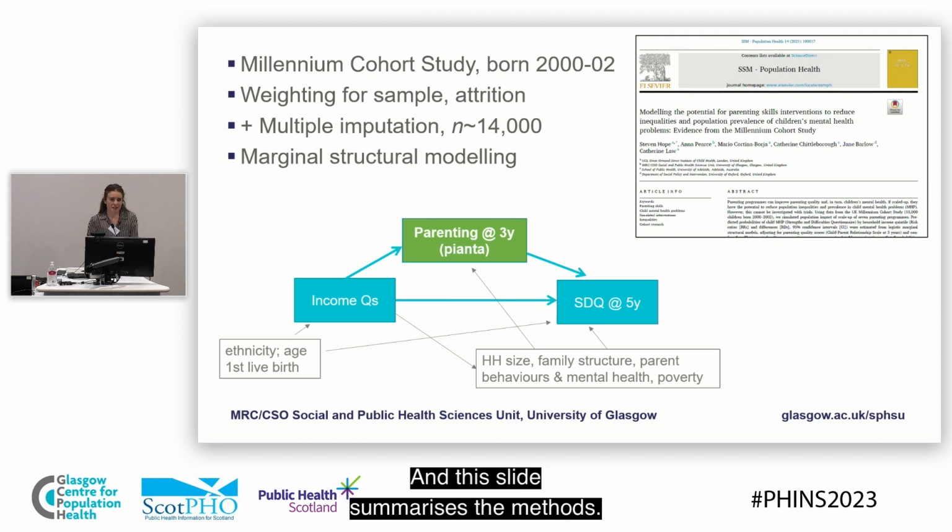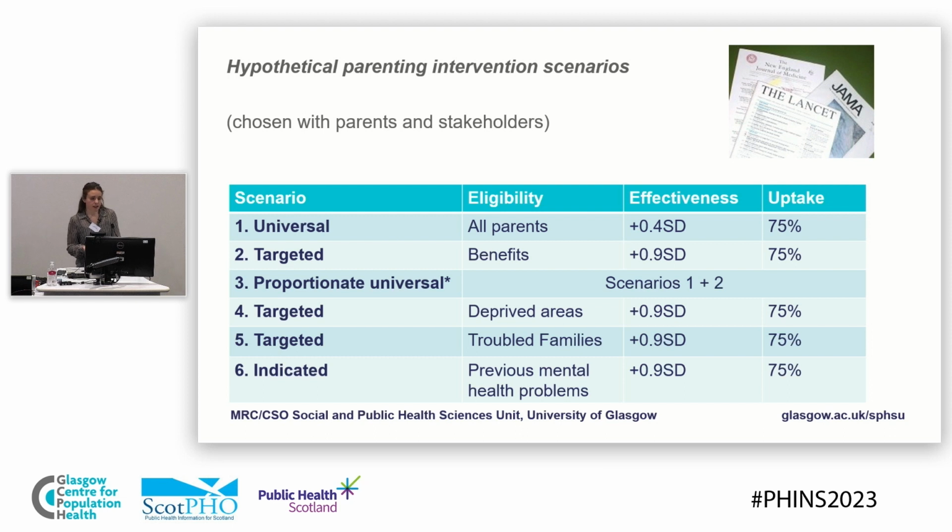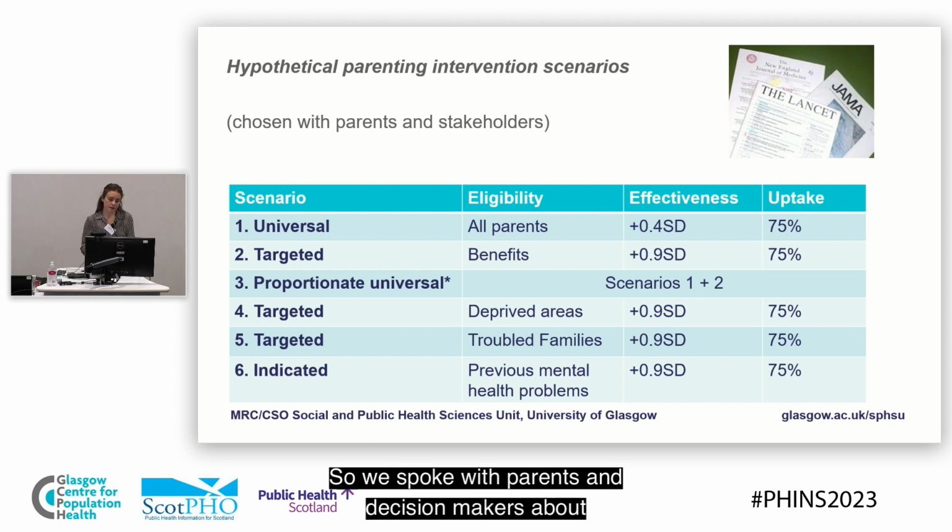This slide summarises the methods. You can look to the paper if you're interested to see more, but I want to focus on this slide, which I think is the more interesting. So we spoke with parents and decision makers about hypothetical interventions that we could model. So there are 6 different scenarios here, and they vary according to eligibility and effectiveness. For uptake, we opted to just model 75% across the board. The effectiveness is drawn from trial evidence.